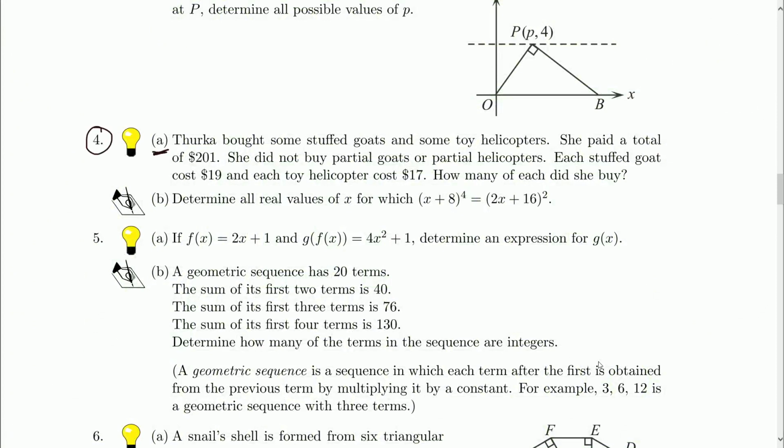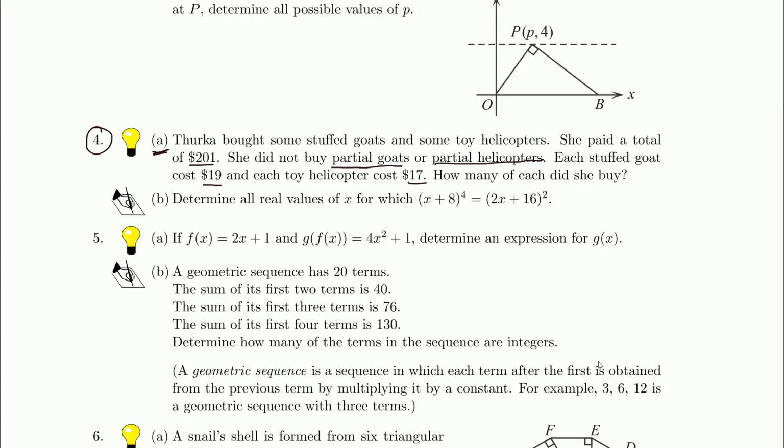Thurka bought some stuffed goats and some toy helicopters. She paid a total of $201. She did not buy partial goats or partial helicopters. Okay, no half helicopters or anything like that. Each stuffed goat cost Thurka $19, and each toy helicopter cost her $17. How many of each did Thurka buy?